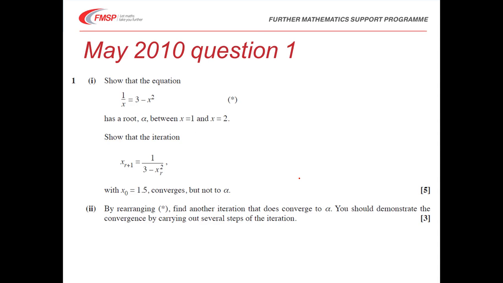Okay, so the next question is May 2010, question 1, and it's another iteration one. This time it tells you it's got a root between 1 and 2, and it gives you an iteration, and then it asks you to show that that converges, but not to the root that's between 1 and 2. Okay, then you've got to find another iteration that does converge to the root between 1 and 2, and you have to demonstrate it by carrying out the stages. So this is a slightly easier question.